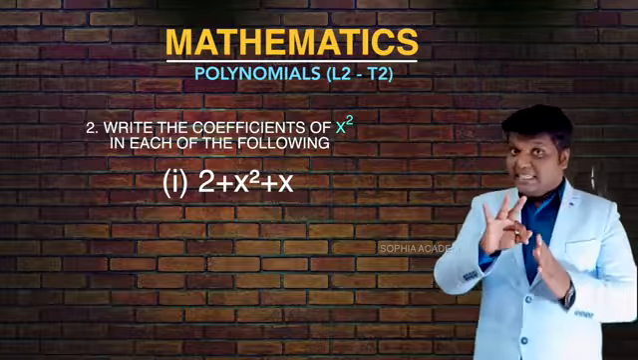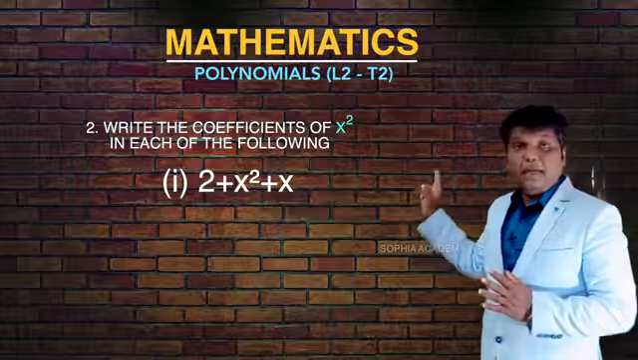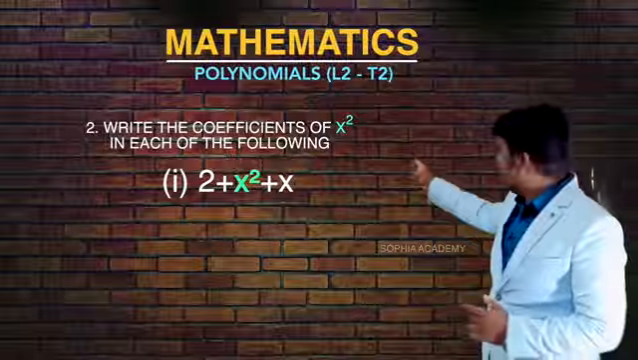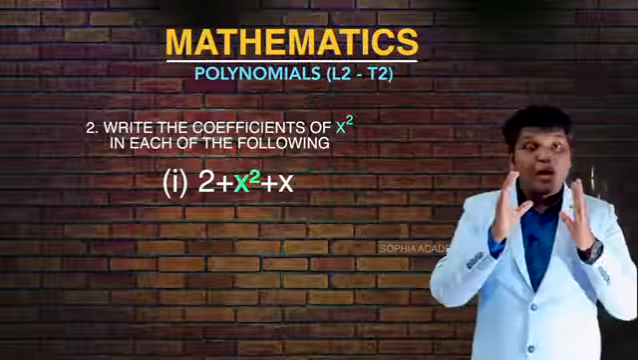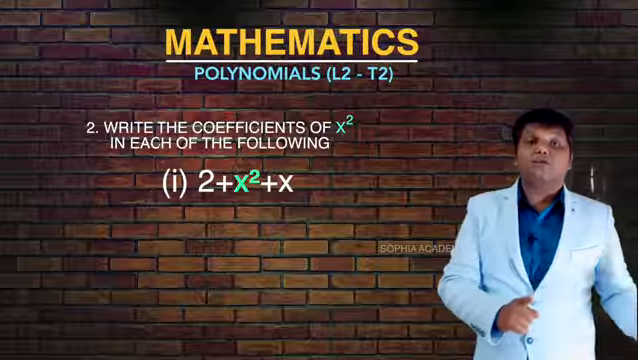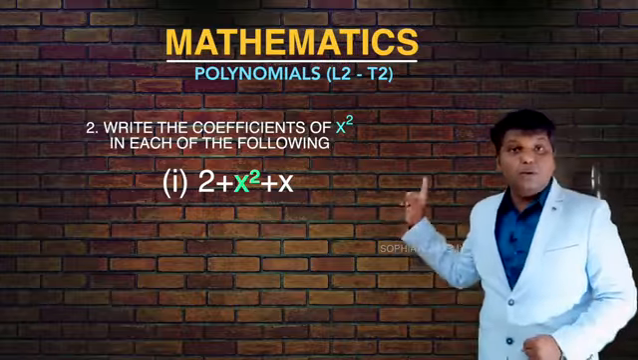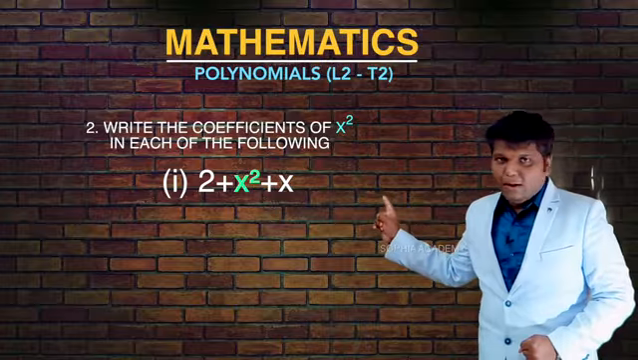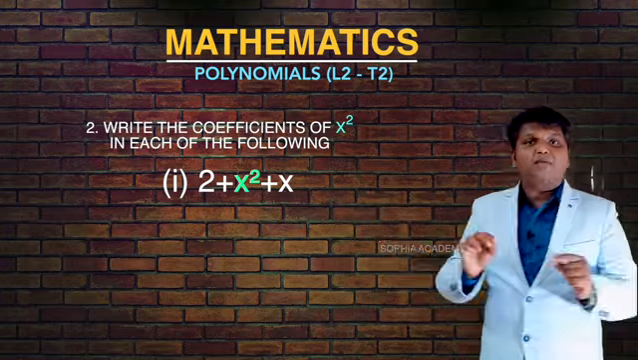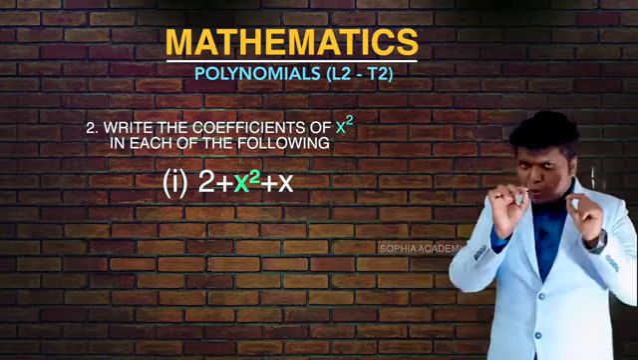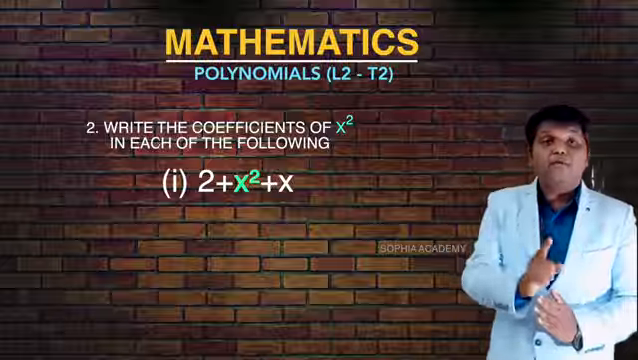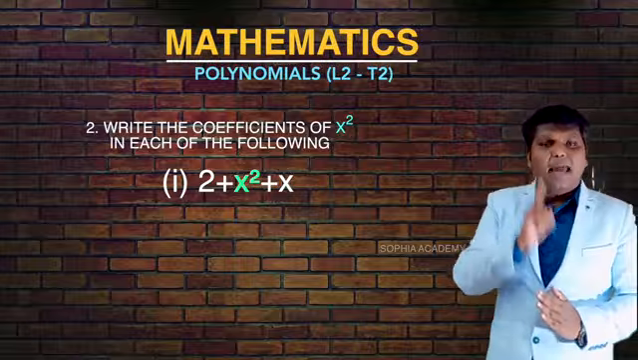Focus, there are 3 terms, right? Here you can see 2 is the first term, x square is the second term, x is the third term. Your eyes should focus on the term x square, because we want to find the coefficient of x square, not the coefficient of x. Even though here you can see an x is there, our question is not to find the coefficient of x. Our question is to find the coefficient of x square. So you have to focus on the term x square only.